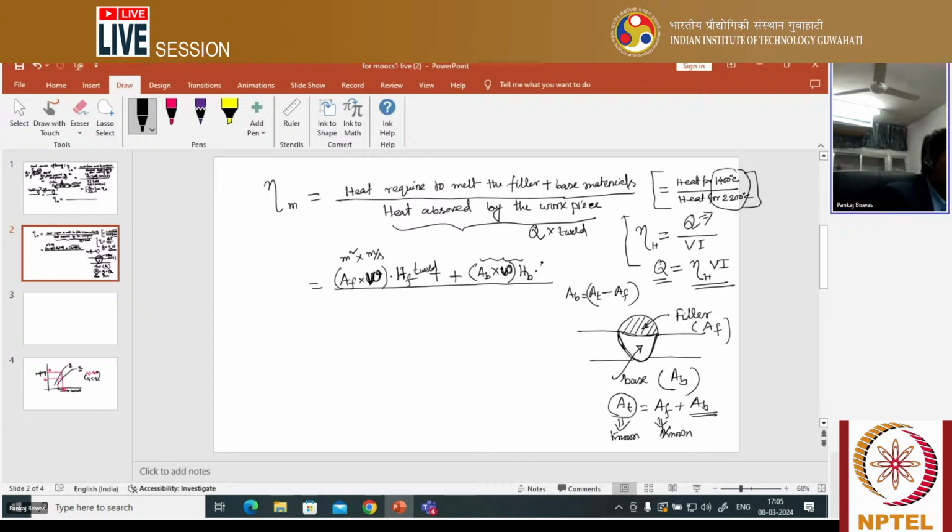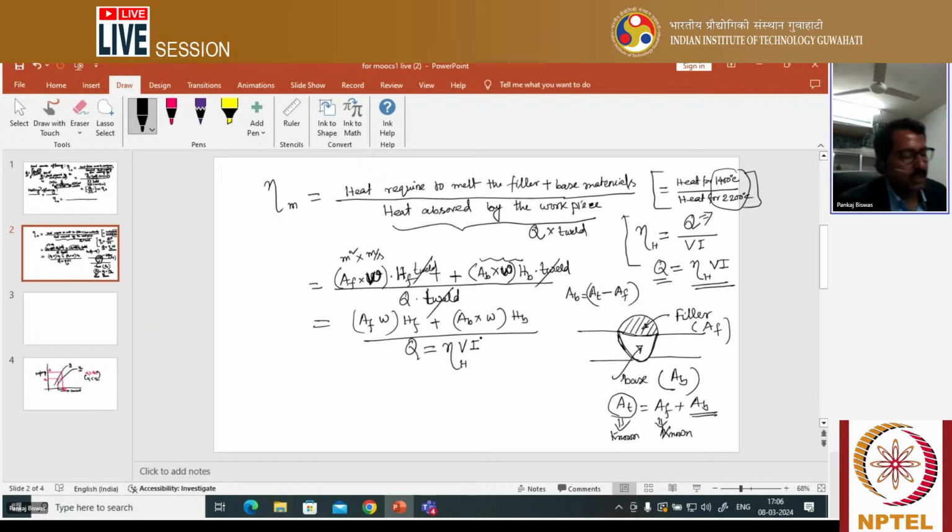With this, if we multiply T weld, then you will get it in terms of joules. Similarly, here also Q into T weld will be there. Now, T weld is the total weld time, so top side T weld is there, bottom side T weld also is there. So what you get here is AF into W into HF plus AB into W into HB, divided by Q. So what is Q? Q is equal to eta, the heat source efficiency, into voltage into current.